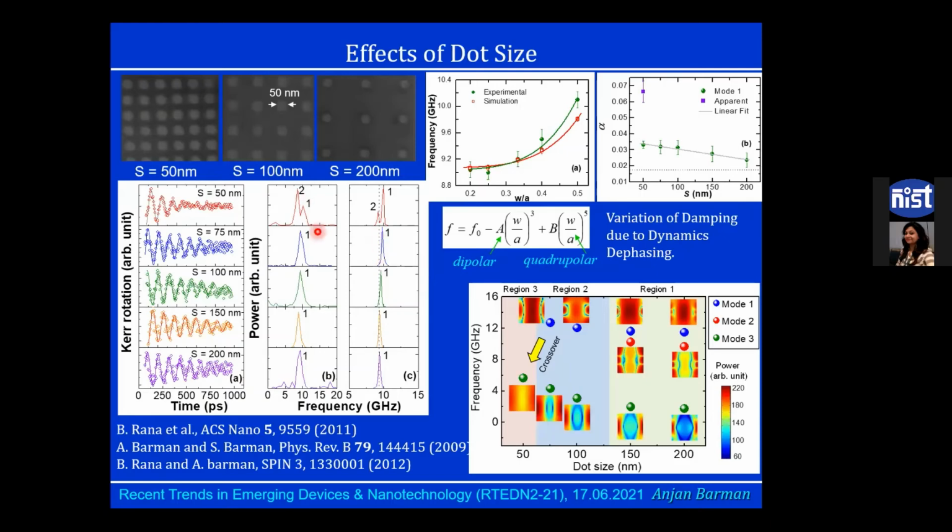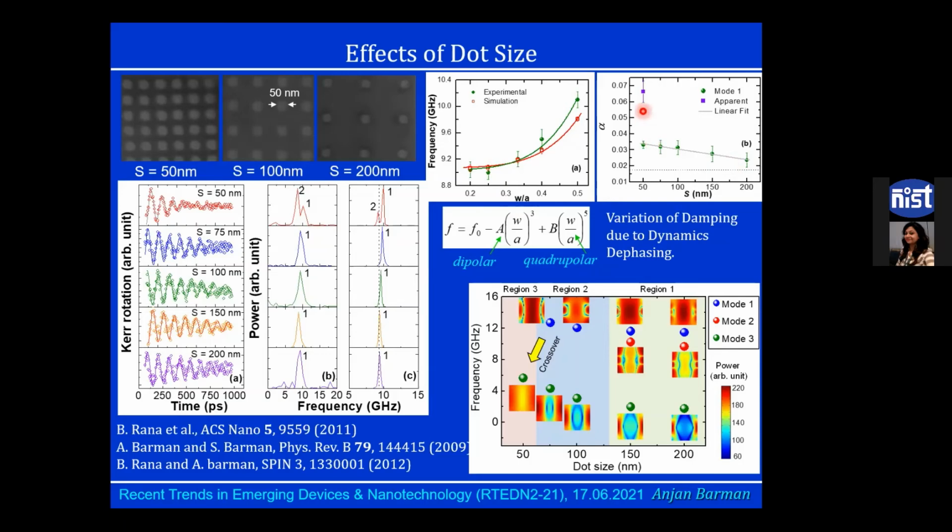When we measure the damping, we see the frequency as a function of the width. We can see that it can be modeled using an expression with dipolar and quadrupolar interaction, and the quadrupolar interaction is actually more dominant here. The damping shows a very interesting behavior, because it goes from a small value to a sudden jump to a very high value.